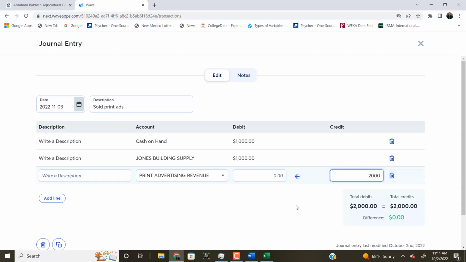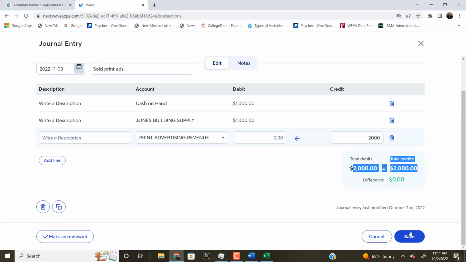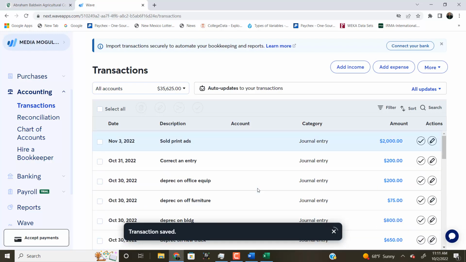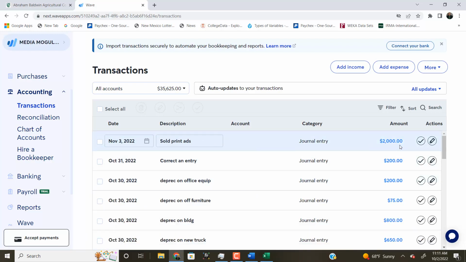Remember, we always have to have equality between debits and credits, even though we might have 2 asset debits or 2 debits and something else and 1 credit, or we could have 1 debit and 35 credits. It doesn't really matter as long as at the end of the day, these 2 numbers work out, and they leave a difference of 0. Okay, we finished with that one, so we're going to come down here and save that entry. And there it is, sold print ads, $2,000.